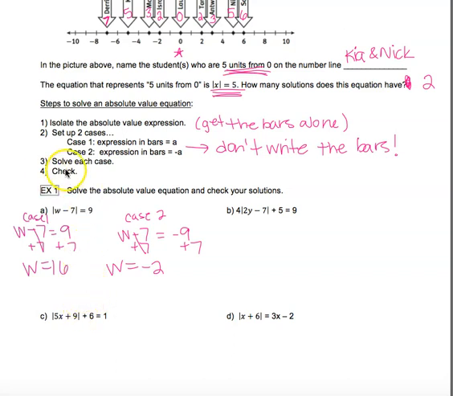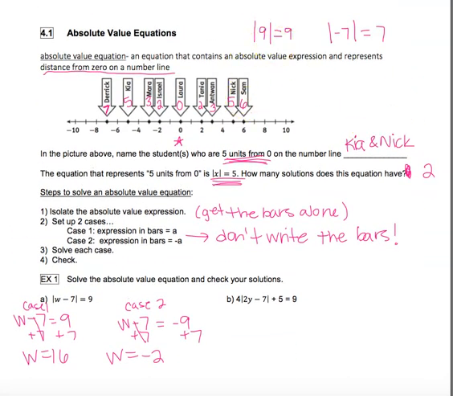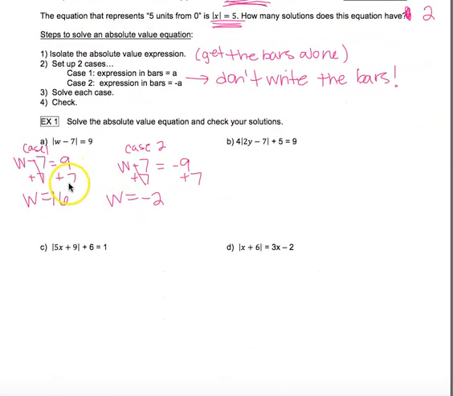Now I need to check them. 16 minus 7 is 9. Is the absolute value of 9 equal to 9? Well, I sure hope so, because I told you it was right up here. So I checked this one. That one works. So now check this one. Negative 2 minus 7 is negative 9. The absolute value of negative 9 is also 9. So this checks, which means there are indeed 2 solutions. So I can write an and between them.